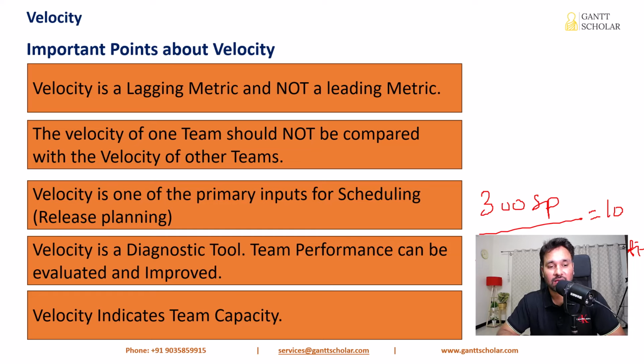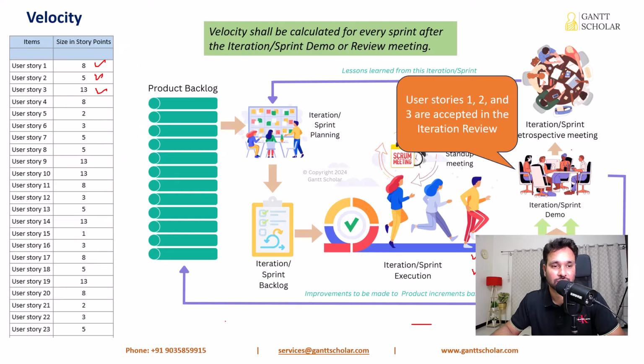Last point is, velocity indicates team capacity. Before the team gets the iteration goals assigned, the product owner will check how many features we can assign to the team members. In the previous example, we considered the product owner assigning the first 3 user stories, right? User story 1, 2, and 3. Now, let's say your team velocity is 25. Let's go back to this slide. Let's say your team velocity is 25. Now, the product owner will check how many features we can assign as the iteration goal for the team members. Let's say the product owner is going with the first 3 features.